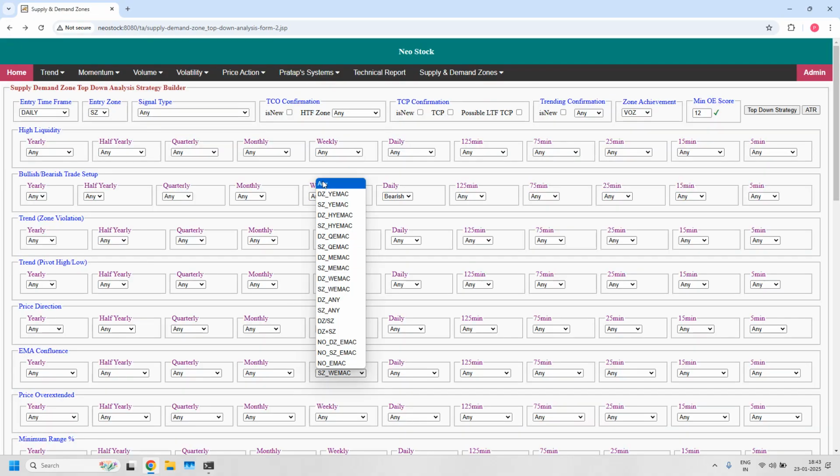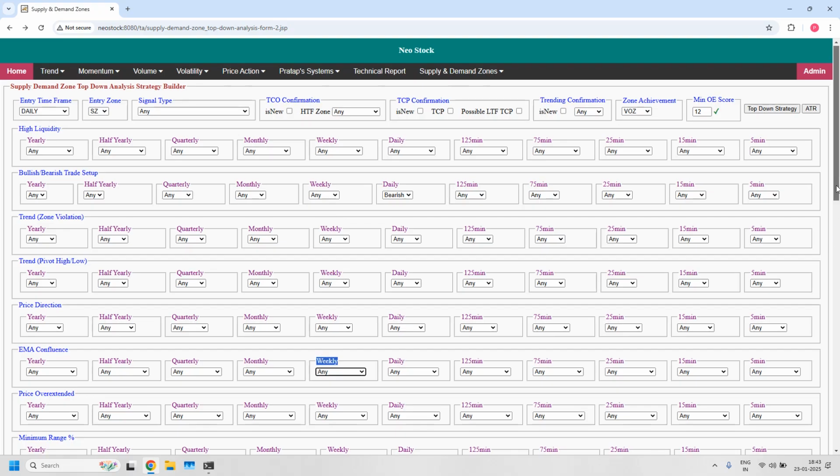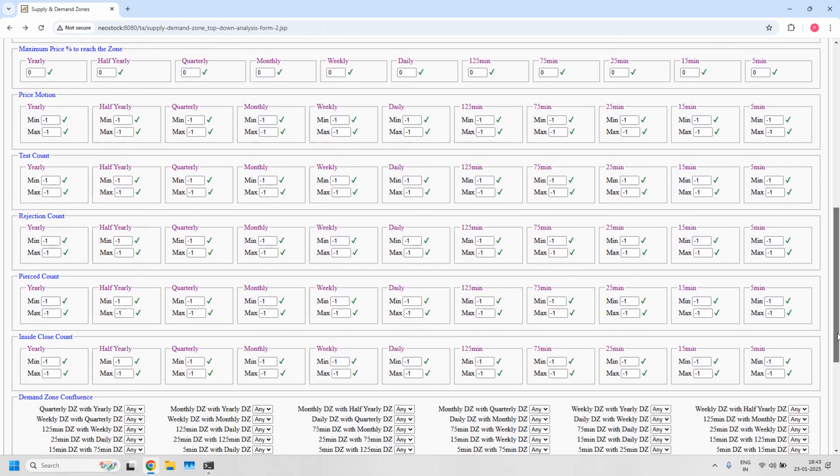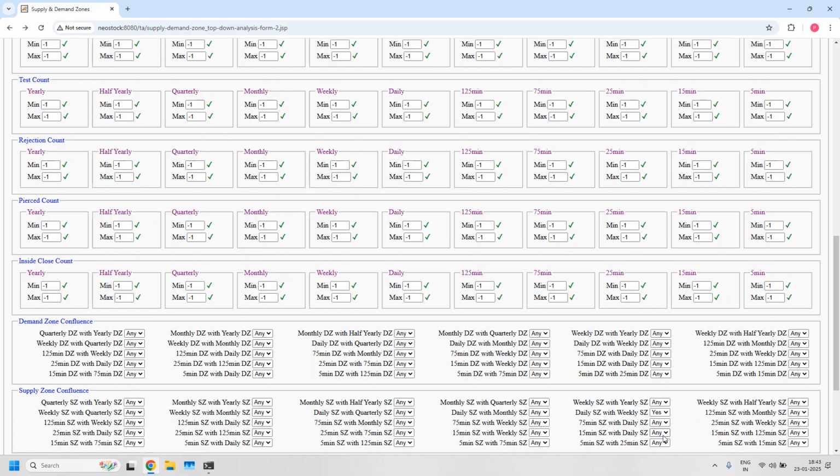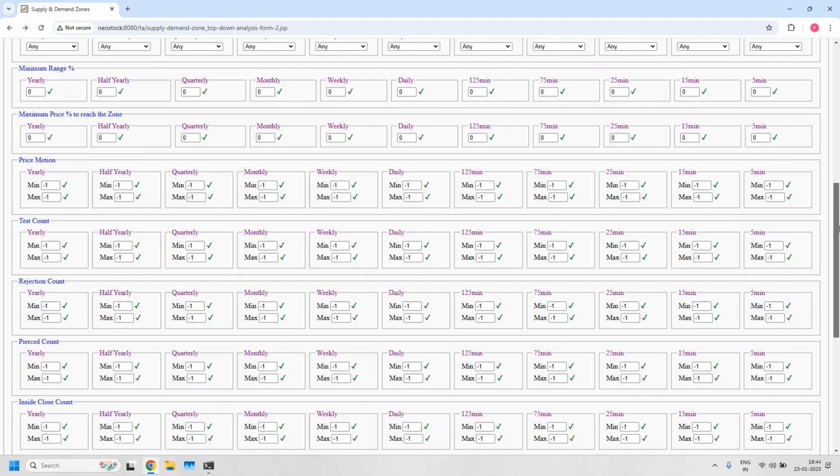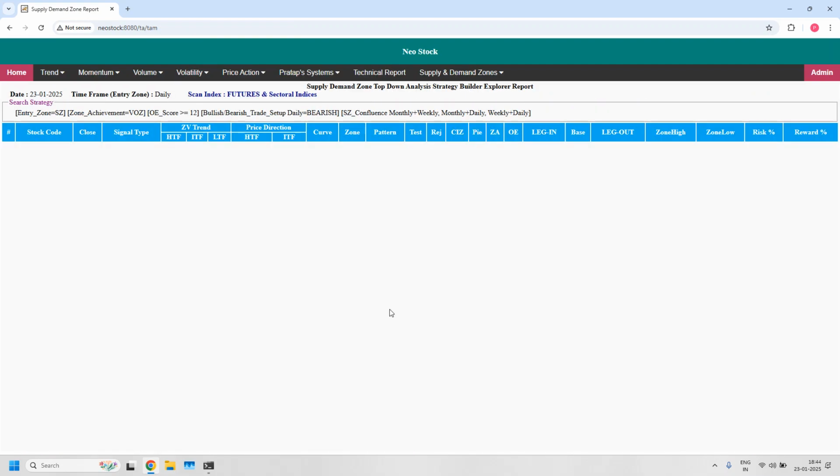LTF, ITF, HTF. I am removing the EMA filter because that is ITF specific. So in the supply zone confluence, 3 filters we have to set. First filter is already enabled. Second filter, daily supply zone with monthly supply zone confluence. Third filter, weekly supply zone with monthly supply zone confluence. With all the 3 filters, we did not get any stocks. That means they don't have HTF confluence.